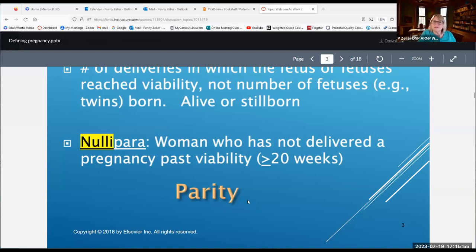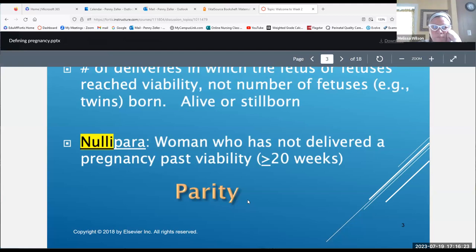A parity then is a pregnancy that was delivered after the 20th week of gestation. Okay. What do we call a pregnancy delivered before the 20th week of gestation, between weeks 1 and 20? What do we call that pregnancy? Preterm. Miscarriage or abortion. Yeah. Miscarriage or abortion. Good.